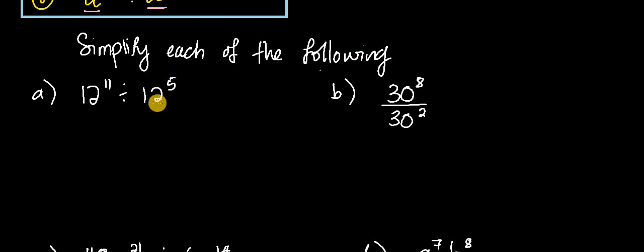So simplify each of the following. Here I have 12 power 11 divide with 12 power 5. Divide, I know I can minus the power. My base is the same, so I'm going to minus off the power. So here 12 power 11 minus 5. That's all I'm doing. 11 minus 5, you would get the answer to be 6. This is simplified already.